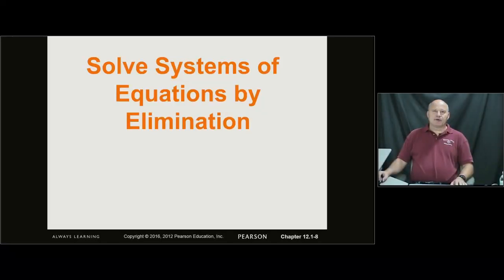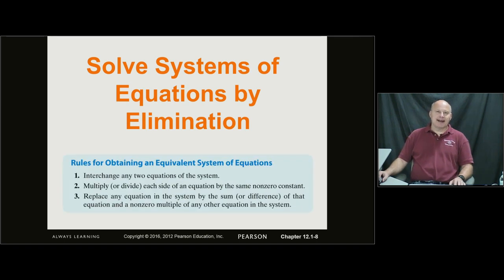Hello, in this objective we're going to be solving systems of equations by the elimination method. In our previous video we did it by the substitution method. This one here is a new technique. So let's begin by looking at some of the rules to obtaining equivalent systems of equations.